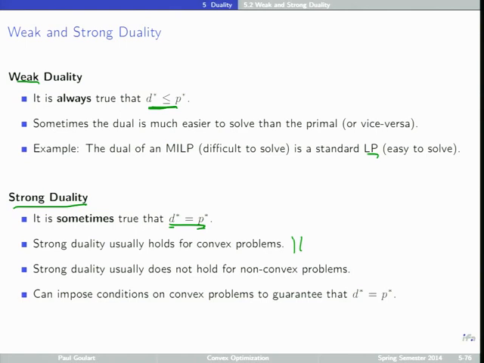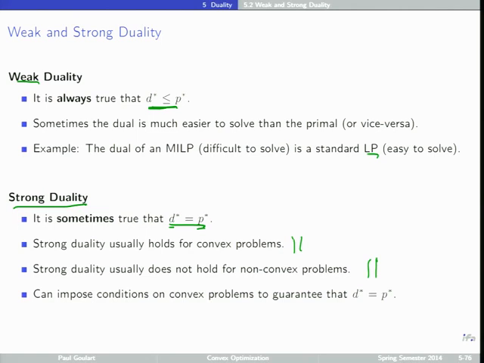Most of the time, if you have a non-convex problem, you don't have strong duality. That's not to say that every non-convex problem doesn't have strong duality, but most of the problems that you will ever encounter, which are both non-convex and have strong duality, are tricks in a textbook to prove that not all non-convex problems aren't strongly dual.